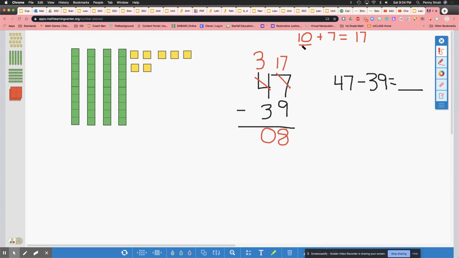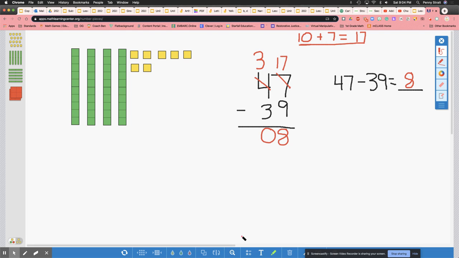Did you see how it helped me to write this equation? When I was regrouping, I have to remember the 7 I already had here. And when I bring this 10 over, it turns into 10 ones. Let's prove 8 is the answer. Let's prove 47 minus 39 is 8.